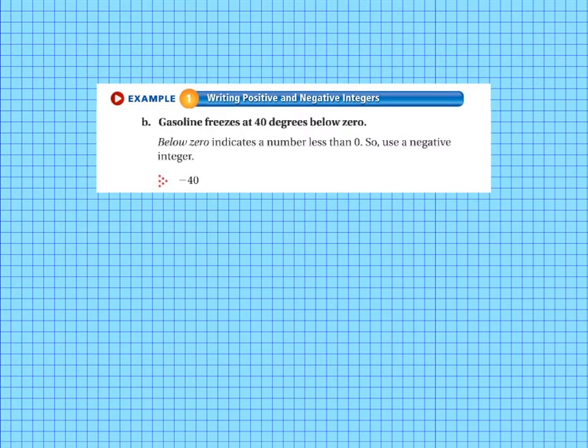Here's example 1b. We are, again, going to write an integer that represents the situation. So our situation is gasoline freezes at 40 degrees below 0. Below 0 indicates a number that is less than 0. So we would want to use a negative integer. So negative 40 would be the integer that we would write for that situation.